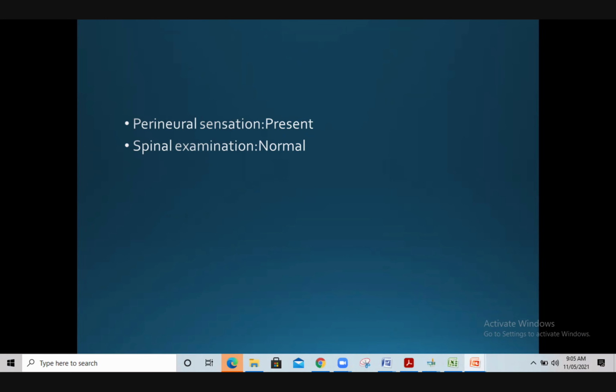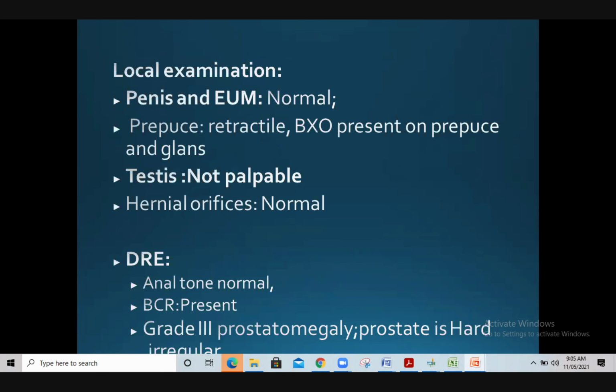We did not see the previous slide. Can you go back to that slide? You should ask him. Ma'am, you mentioned the prostate is hard. What has he told you? EOM is normal. Prepuce is retractile.